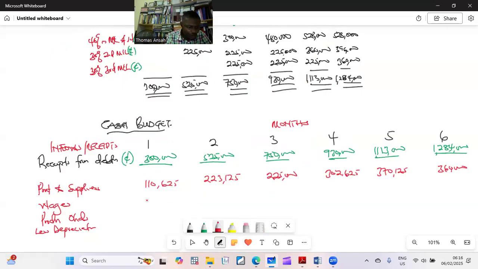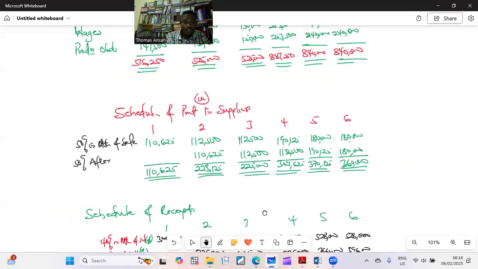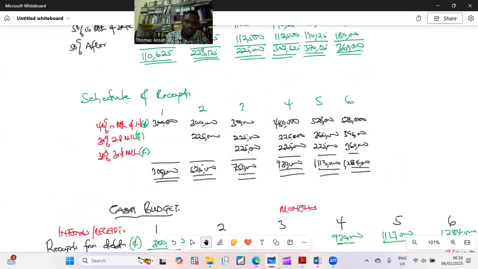So month 1, we are paying 147,500. Month 2, 150. Month 3, 150. Month 4, 253,500. Month 5, we have 240 and 240. So it's just copy and paste. But the production overheads, you were told that it is 1 month after. So shift it 1 month after.